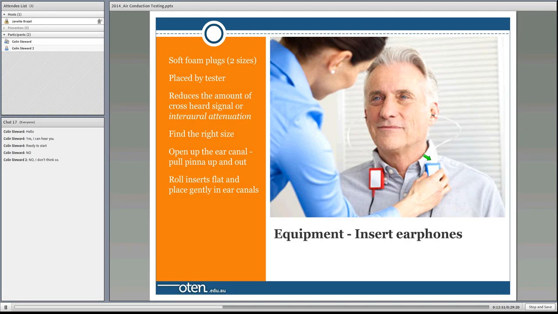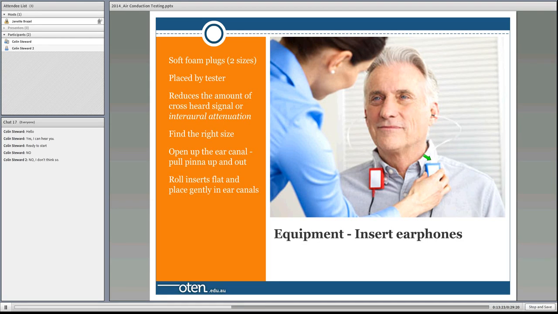I've used them on occasion, but they are really good because they lessen the need for masking, because the interaural attenuation value is greater because the sound's going more directly into the ear canal, so the sound's not leaking out and crossing over. With headphones, once there's a difference between the ears of 40 decibels, you could have a crossheard signal. With insert earphones, it's as much as 60 decibels, so that's a good thing about it.